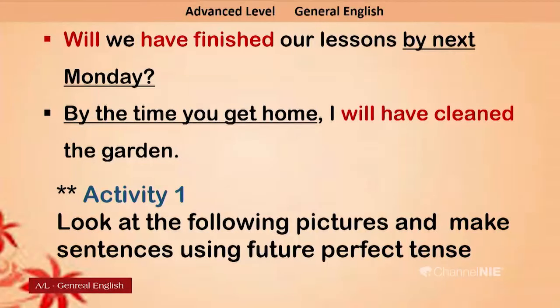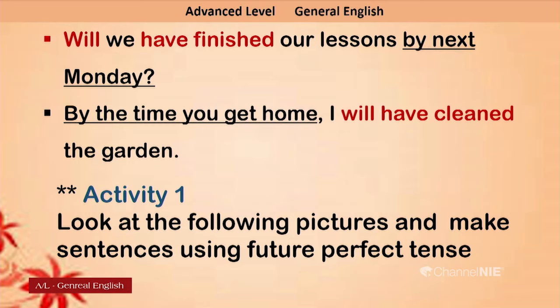Then we will have finished our lessons by next Monday. It's a question: Will we have finished our lessons by next Monday? So, you have to take that modal will in front and form the question. Next one, by the time you get home, I will have cleaned the garden. So, the time that my mother or uncle or the person I am referring to, by the time you get home, I will have cleaned the garden.